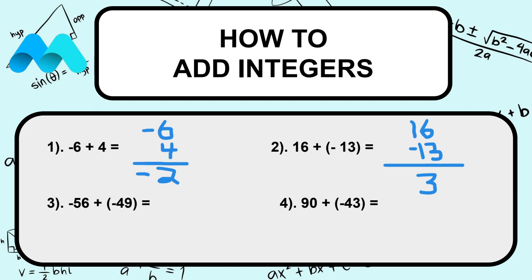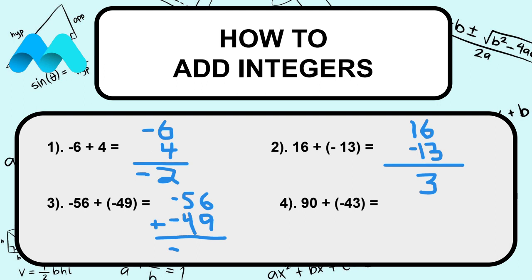All right, let's move on to number 3. Number 3, you already know the first step. Go ahead and do it. Okay. So we have negative 56 plus negative 49. Next step, after we rewrite it, look at the signs. The signs are the same, so our answer is going to have the same sign, which is negative. Perfect. Bring down the negative, and now we just add.